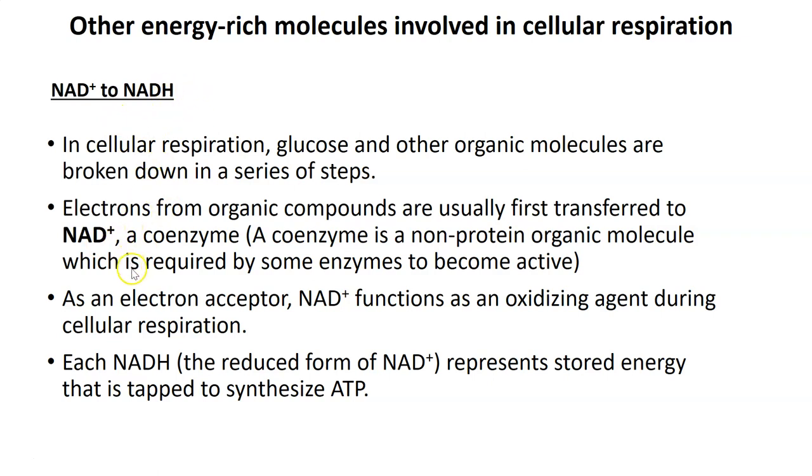Once NAD collects the electrons, it gets the addition of a hydrogen to become NADH. Now, as an electron acceptor, NAD actually functions as an oxidizing agent. What's oxidation? It's loss of electrons. So anything that facilitates the loss of electrons is what we call an oxidizing agent. NAD facilitates the loss of the electrons of something else. It accepts electrons to become reduced, but it itself is an oxidizing agent.